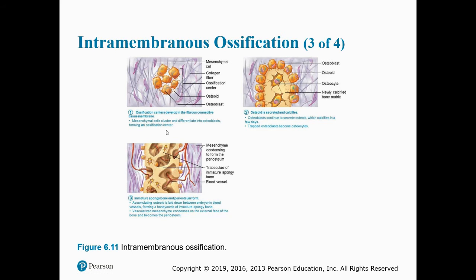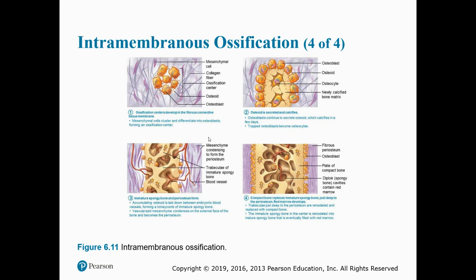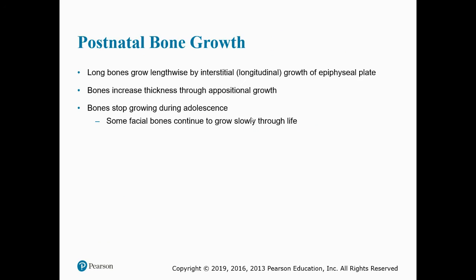And finally, the lamellar bone replaces that woven bone just deep to the periosteum, and then that red marrow begins to appear, right? So this process is a little bit different than what we saw with the endochondral ossification, but both of them are actually necessary in order to develop a full skeleton.